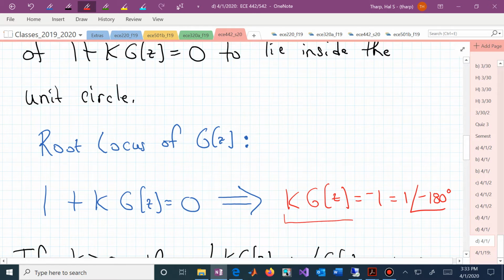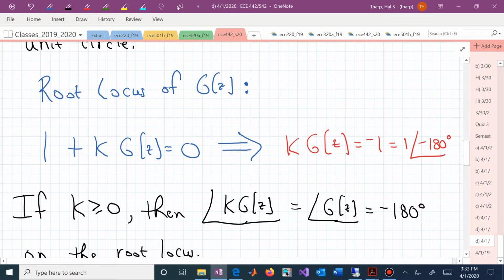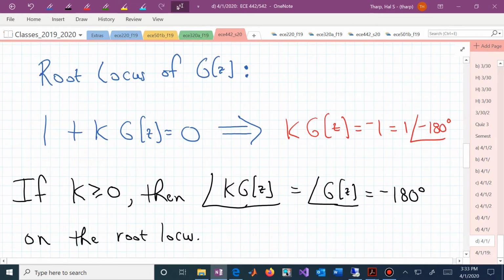We are now wanting to sketch, as K is adjusted, the values that satisfy this expression. We want KG(z) to equal 1 at an angle of minus 180. And for starters, let's just focus on the K's that are non-negative. You can examine negative values of K, but that's just adding one more wrinkle. And to learn the rules, we are focusing on non-negative values of K.